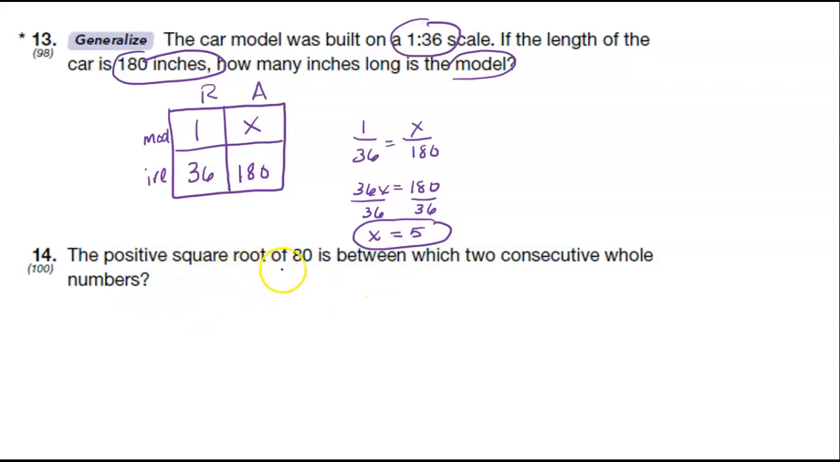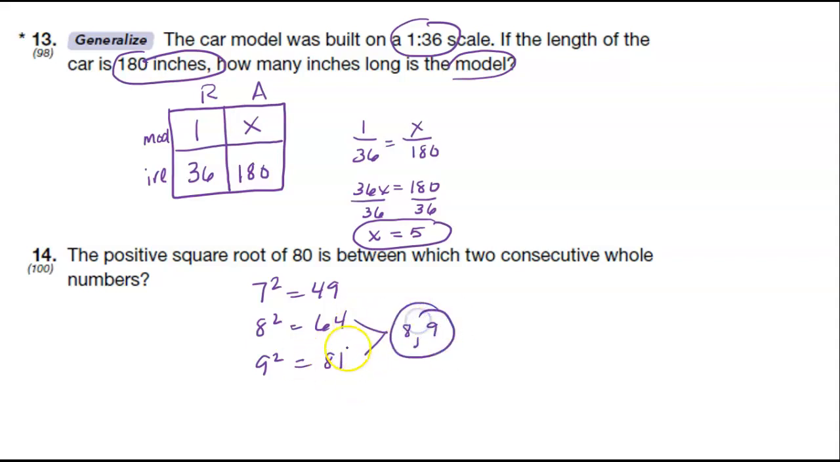The positive square root of 80 is between which two consecutive whole numbers? Well, let's see. So 7 squared is 49. 8 squared is 64. 9 squared is 81. So the square root of 80 is going to be between 8 and 9.